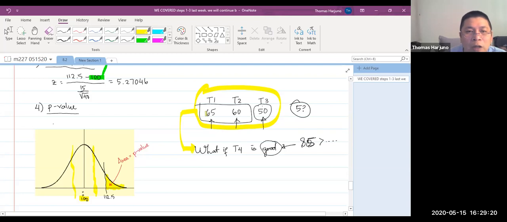If you get 65, 60, and 50 for your test 1, 2, 3, how likely is it that you suddenly score more than 85? Look at the average and look at the standard deviation, right? If your average is 50 something and your standard deviation is less than 10, what is the chance that you suddenly score more than 3 standard deviations above your average right now? That's very, very unlikely. The probability is actually less than 1%.